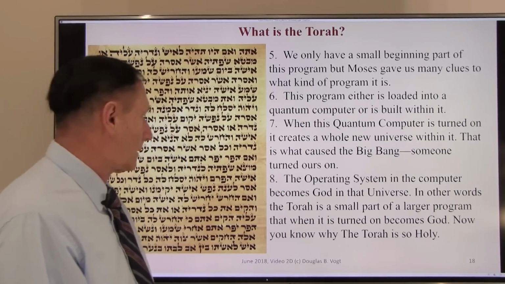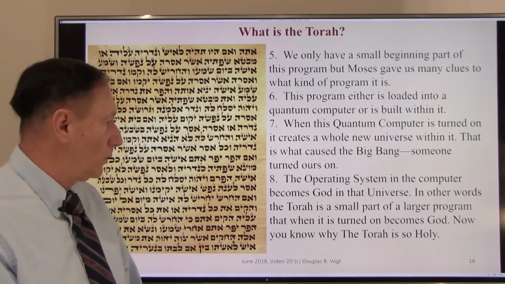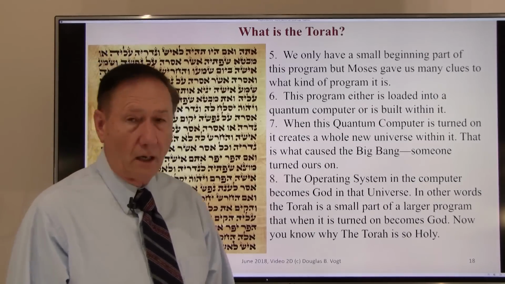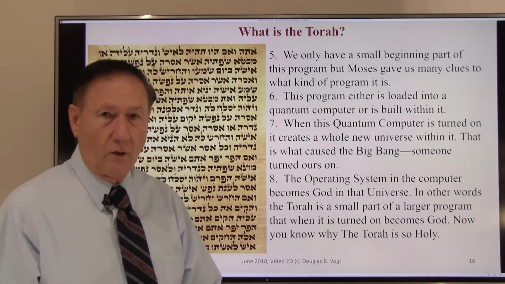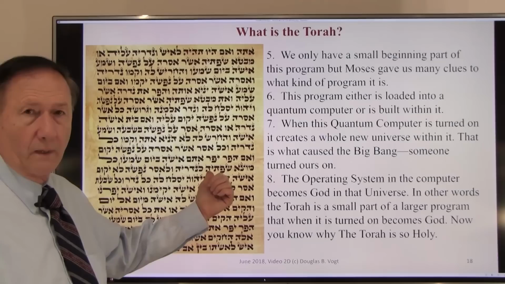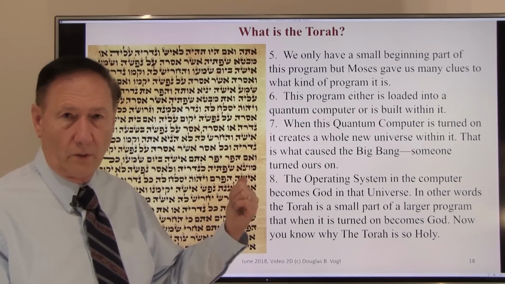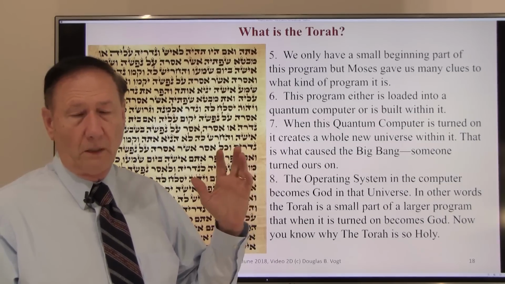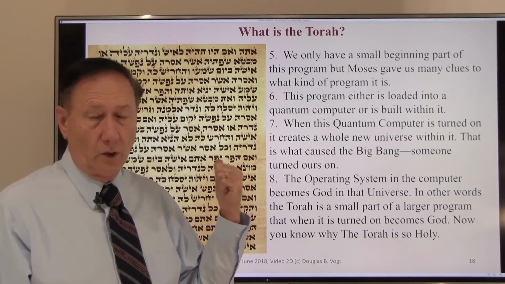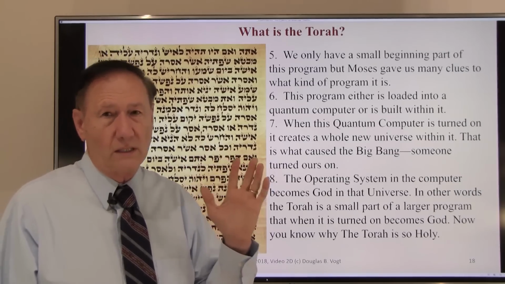The operating system in the computer becomes God in that universe. In other words, the Torah is a small part of a larger program that when it is turned on, it becomes God. So you're looking at the commands, hopefully the letters are right, that creates God within a quantum computer. Now right now everybody's brain is either melting down or pausing, but that's really what you're looking at. And when I go through the legends, you'll see Moses is saying the same thing.